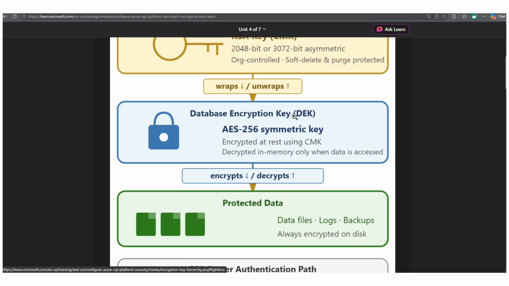Okay, database encryption key, or DEK. It's an AES 256 symmetric key, encrypted at rest using the CMK, and then decrypting in memory only when the data is accessed. And again, these are little details that you need to know because you may get questions that will ask you about this. Okay. And we talked about the protected data, the Always Encrypted component.